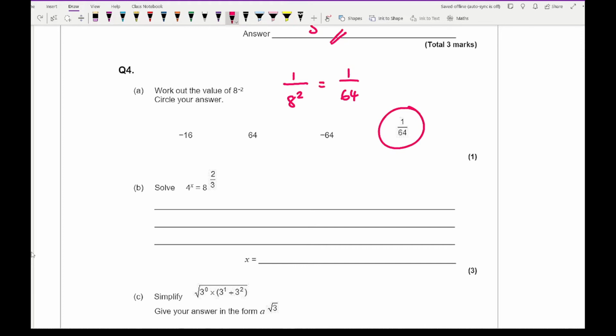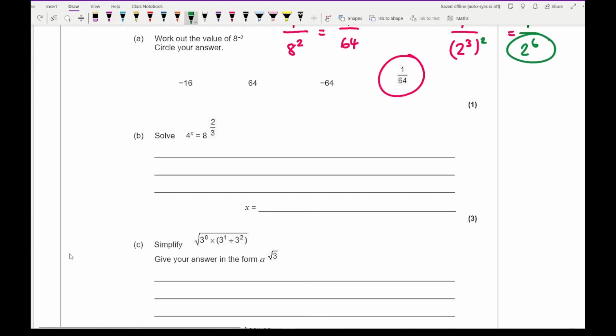Now again, don't automatically think you have to do this with every single number. What I could have done is written this as 2 to the power of 3 to the power of minus 2, and that would have given me, actually, not the minus 2, that would have been positive 2. And that would have given me 1 over 2 to the power of 6. That's not even an option, so I'd then have to work out what 2 to the power of 6 is, which is 64, and it would still give me the same answer.